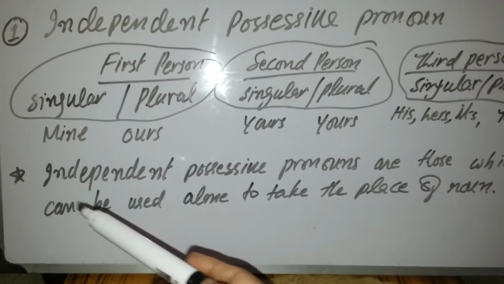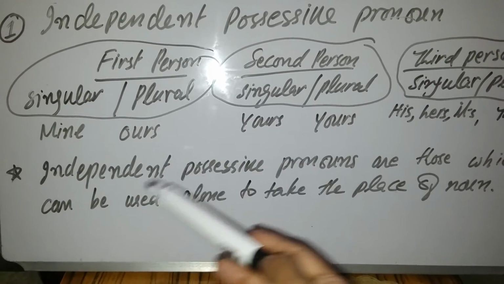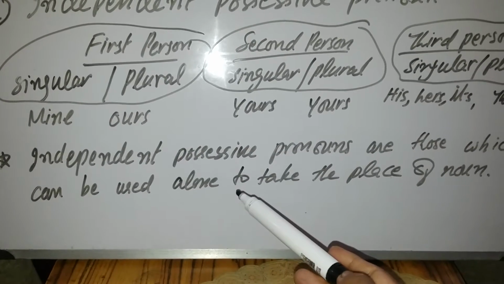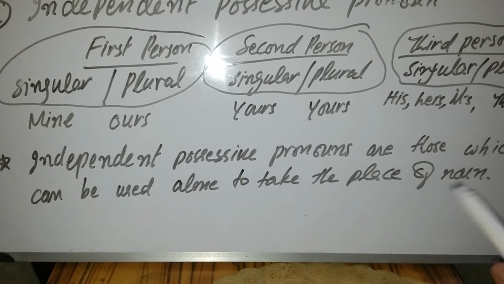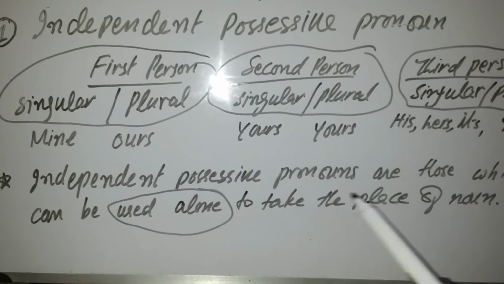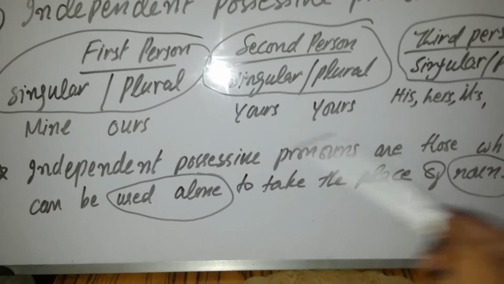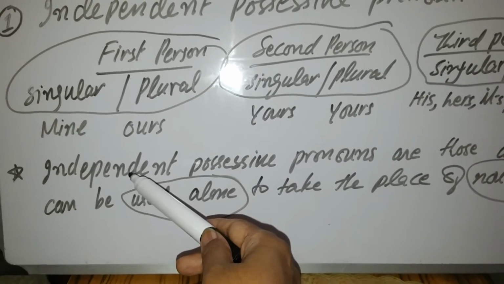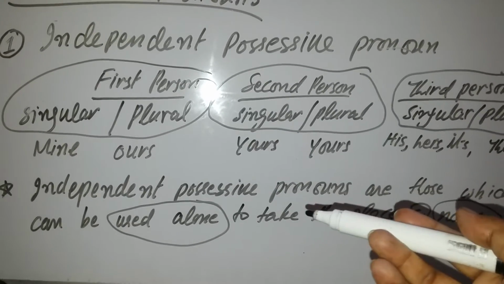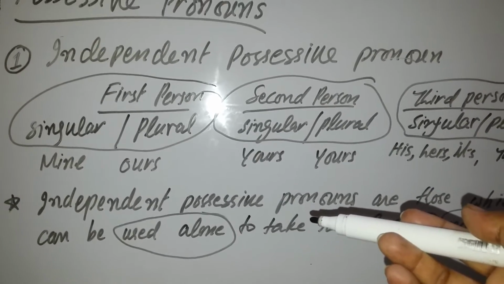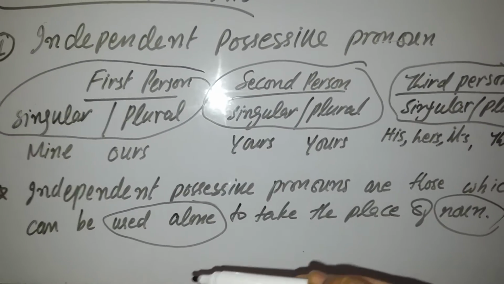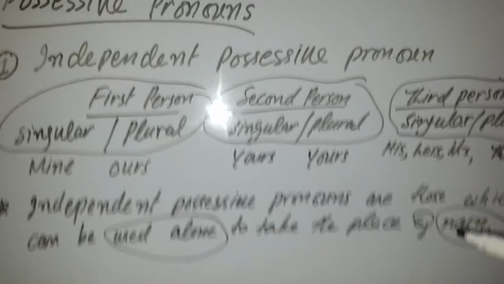Now independent possessive pronouns are those which can be used alone to take the place of a noun. That's why they are called independent possessive pronouns. Now I'll give you examples of these independent possessive pronouns, which will make it clear how they are used alone to take the place of a noun.